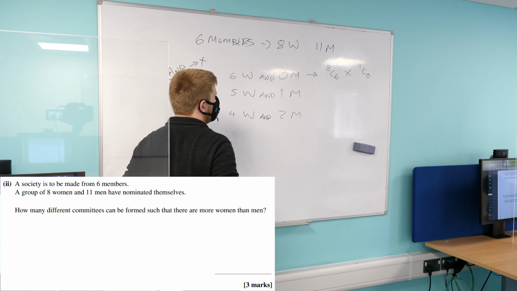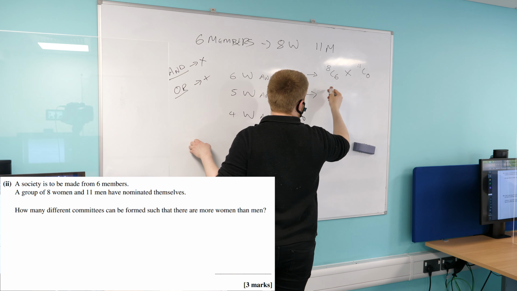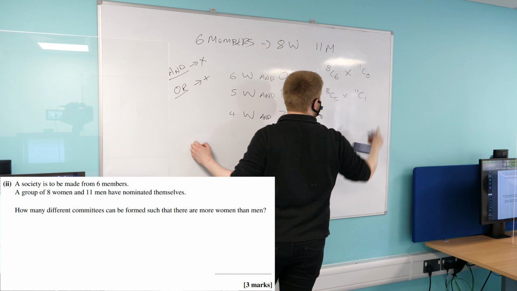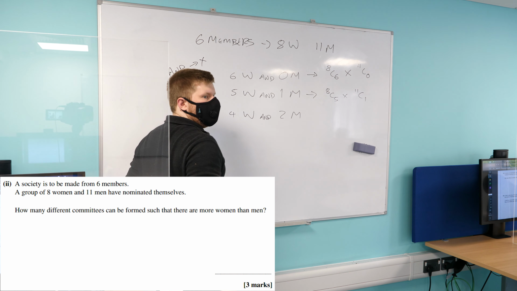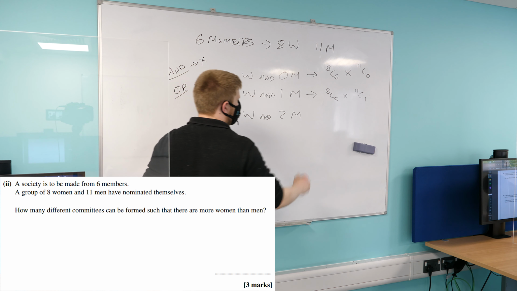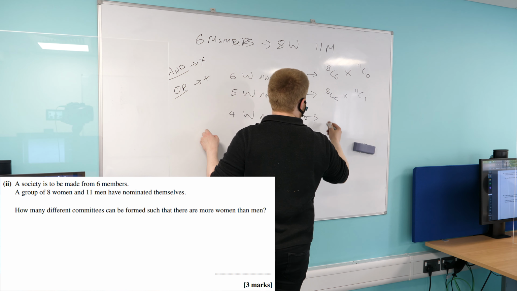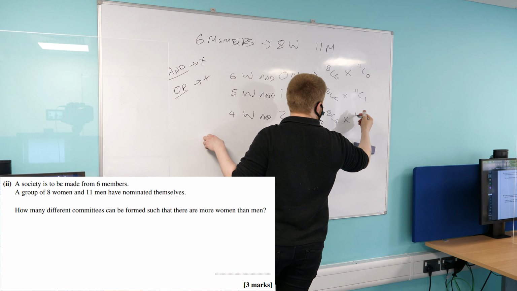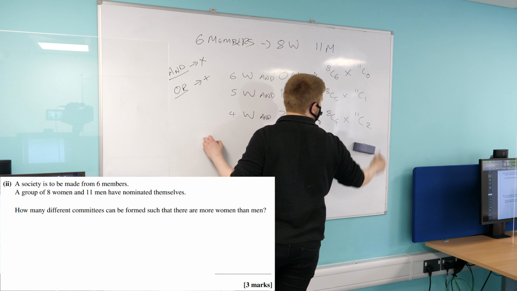Okay? So the next one, are you happy, would be 8 choose 5, multiply by 11 choose 1, because we're choosing 5 women from the group of 8, and we're choosing 1 man from the group of 11. And the last situation we could have is that we have 8 women, we choose 4 of them, and we have 11 men, and we choose 2 of them.